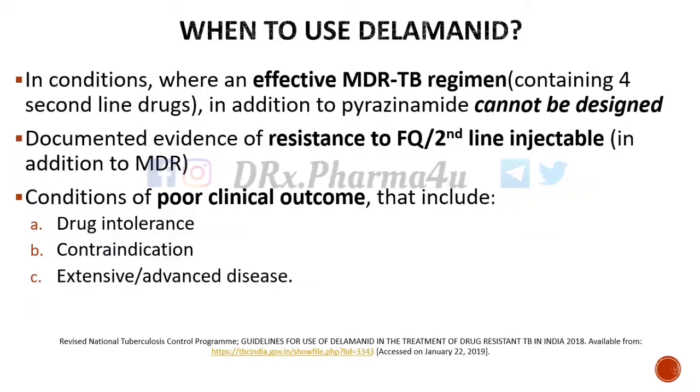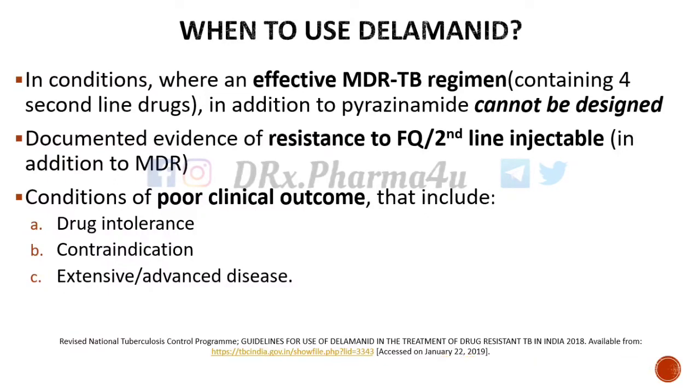If there is a documented evidence of resistance to fluoroquinolone or second-line injectable, in addition to MDR, in that condition also you can use DELAMANID. So for example, fluoroquinolone is resistant and aminoglycoside is resistant. In that condition also you can use that.